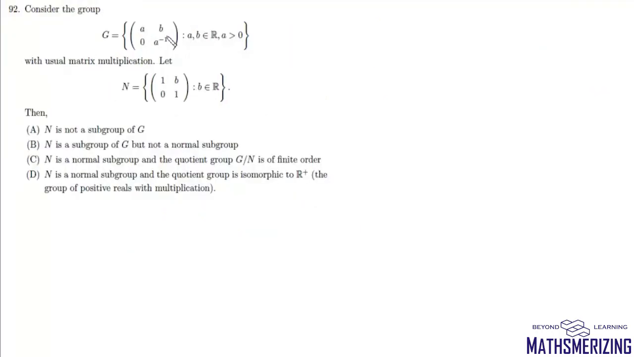Now we are given a group G which is AB0 A inverse, AB0 a to the power minus 1 and we are given this n which is 1B01.